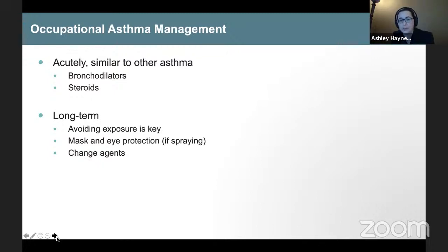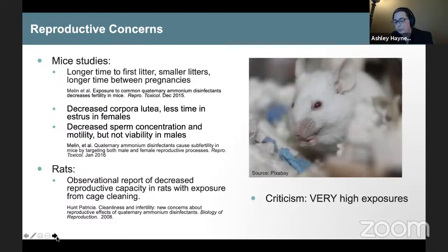Okay, next slide, please. A couple of other concerns that have been raised are some reproductive concerns. There are a couple of mice studies that showed longer times to litters, smaller litters, and decreased fertility. There are a couple of criticisms of these because these are very high exposures, 50 milligrams per kilogram per day by gavage, some of them with intraperitoneal instillation. To compare, I looked at one of my common products in my home, and it would be like me drinking 3 to 4 ounces of that every day for 8 weeks. So it's not realistic to the exposures we typically would think of as a chronic exposure.